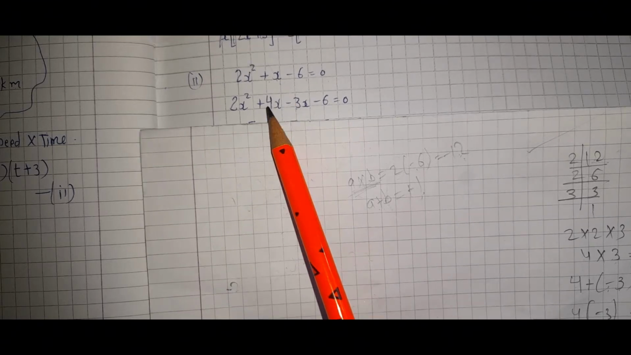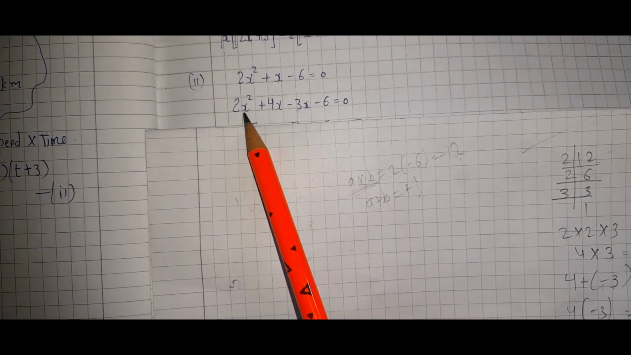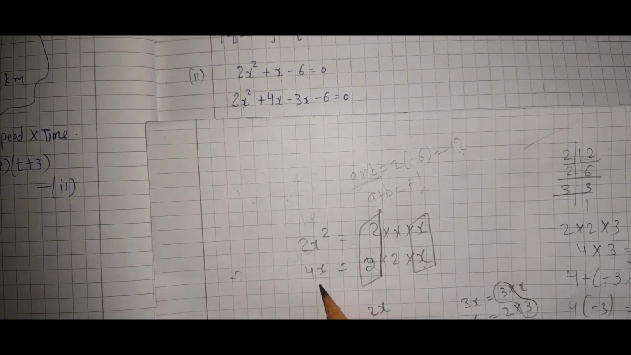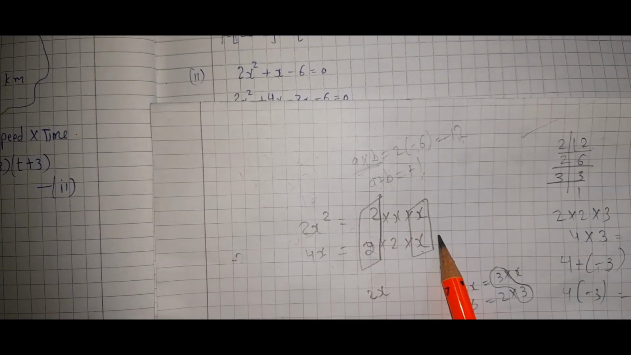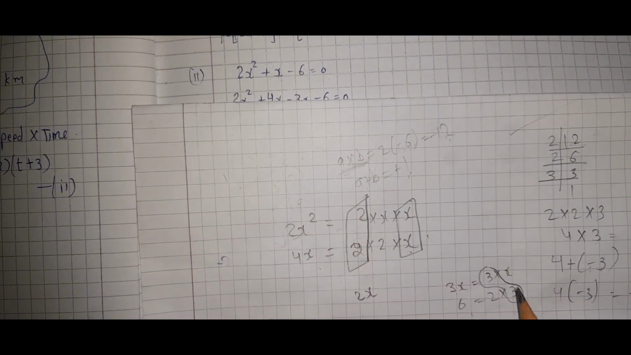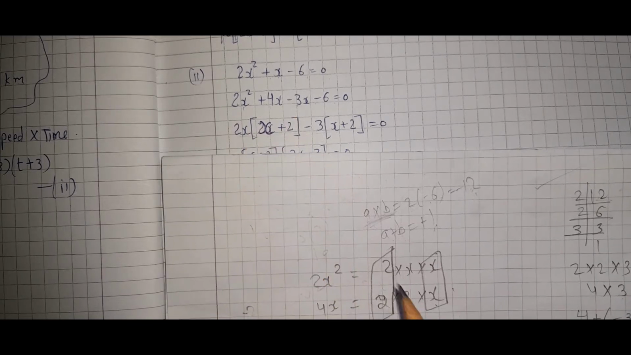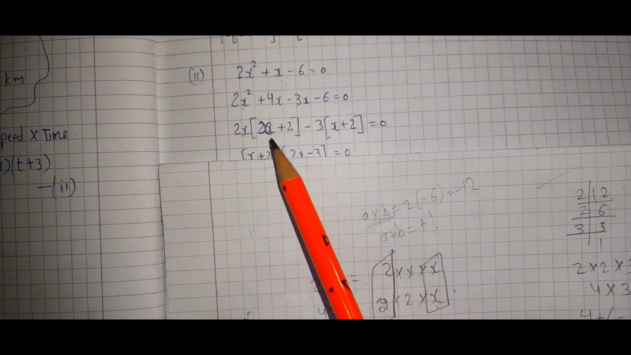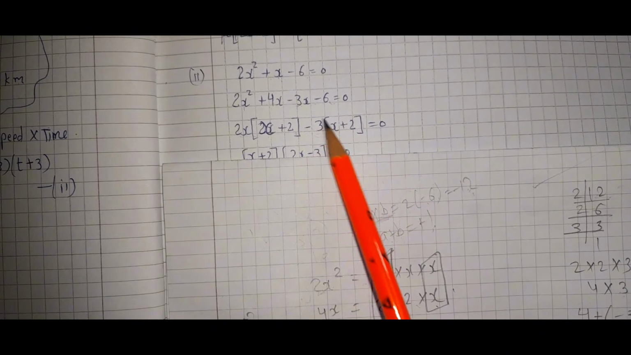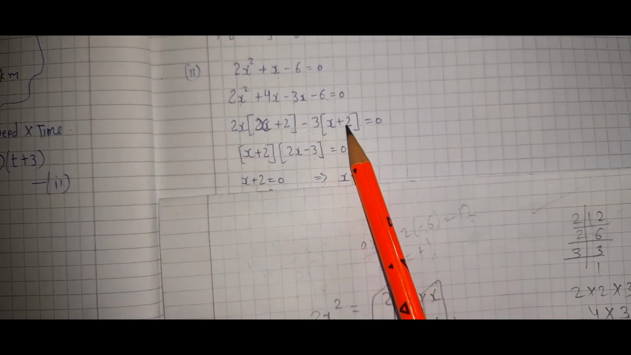Plus x can be written as 4x minus 3x. From the first two terms, 2x squared and 4x, 2x is common. And from minus 3x minus 6, 3 is common. So from 2x squared plus 4x, 2x is common, and x and 2 remain inside the brackets. And from 3x and 6, 3 is common, and x and 2 remain inside the brackets.